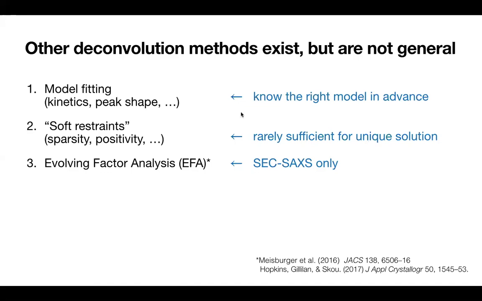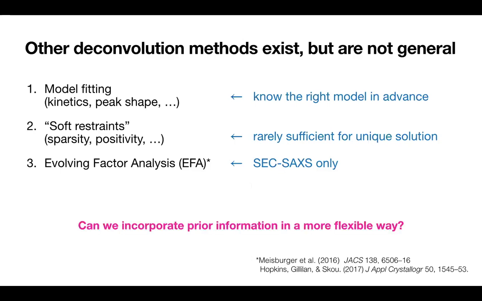The problem is, with model fitting, you have to know the model in advance, and oftentimes you don't know what your kinetic scheme is, for example, until you measure it. Soft restraints turn out to be rarely sufficient for small angle scattering to give you a unique solution. And evolving factor analysis, as I said, works well, but only for SEC SAXS. And we want to analyze a broad range of data sets. So how do we incorporate prior information in a more flexible way?